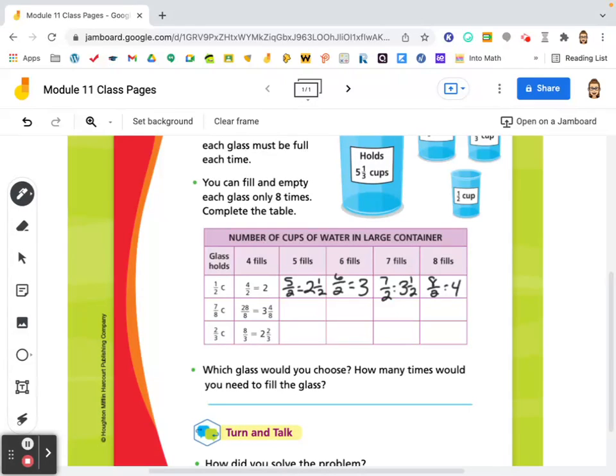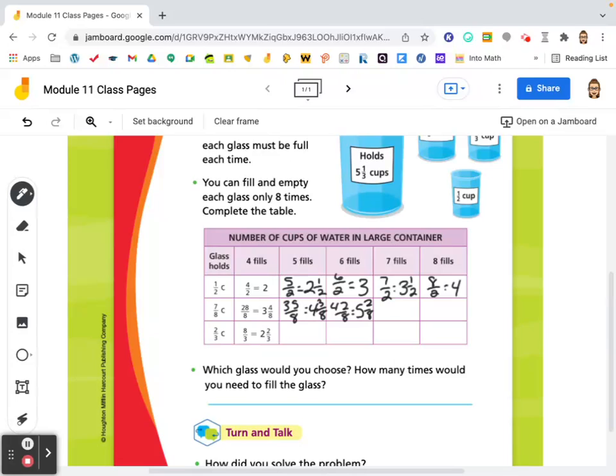So if we have 7/8, if we have 4 fills, 7 times 4 is 28. So that's how the 28/8, which is 3 and 4/8. And then if we have 5 fills, we do 5 times 7 is 35/8, which would equal 4 and 3/8. If we have 6 fills, that's going to be 42/8, which is going to equal 5 and 2/8.